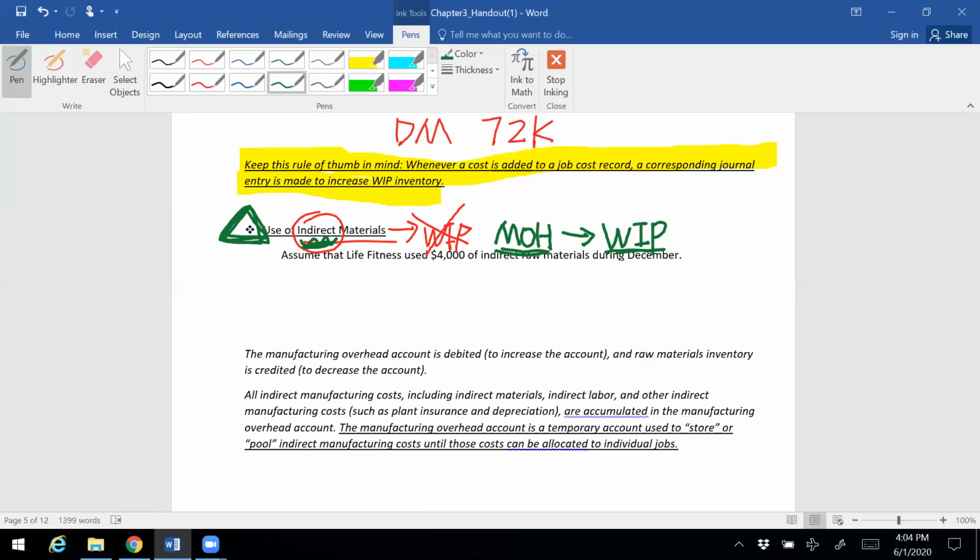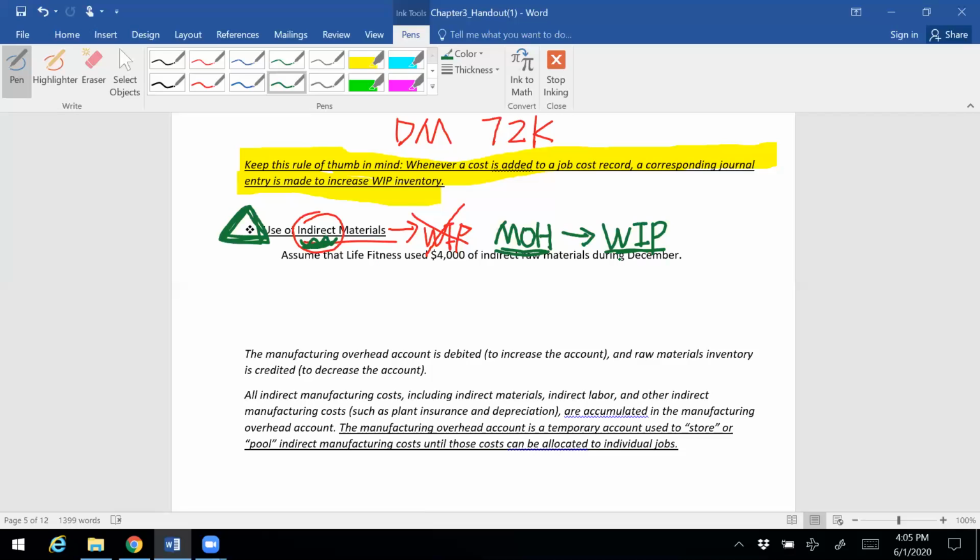Read the textbook here, read the handout, watch this video, watch all the MyAccountingLab videos. Make sure you know the difference between direct labor and indirect labor, direct material and indirect material. One more time, I promise you, last time: indirect cost goes to manufacturing overhead first, and then at the end, when you allocate, it goes to work in process.